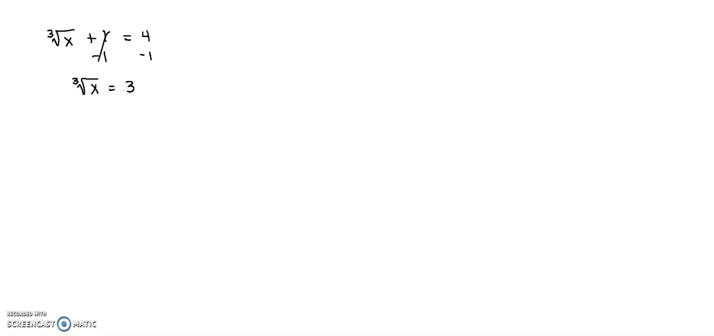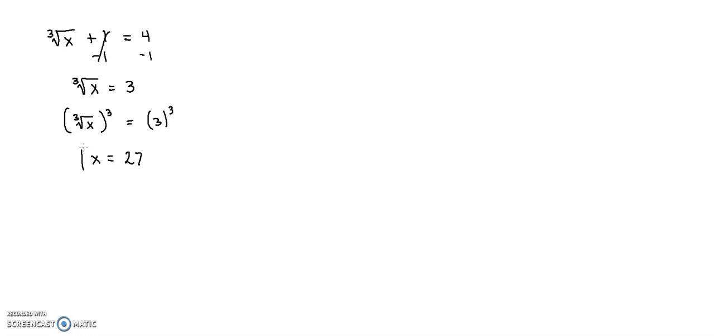And then remember, the opposite of a cube root is a cube. So we're going to cube both sides. On the left, the cube and the cube root cancel. And on the right, we've got 3 cubed, which is 27.